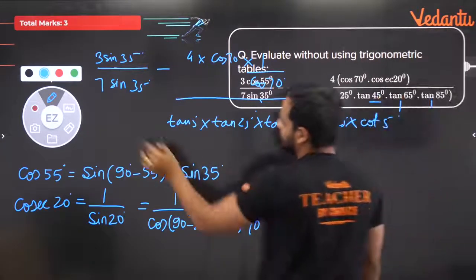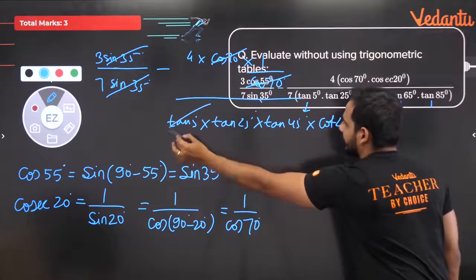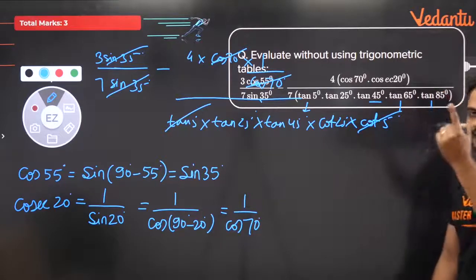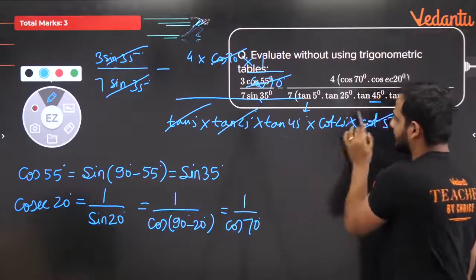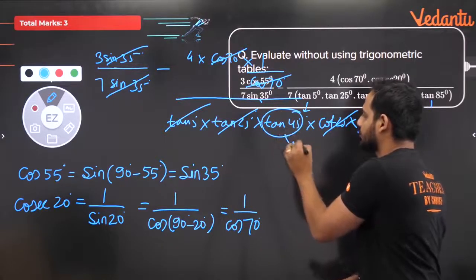Now see, first thing, sine to sine got cancelled, this cos 70 to cos 70 got cancelled. Tan 5 into cot 5 will be equal to 1, they are reciprocal of each other. Tan 25 and cot 25 again will be equal to 1, and tan 45 is equal to 1.